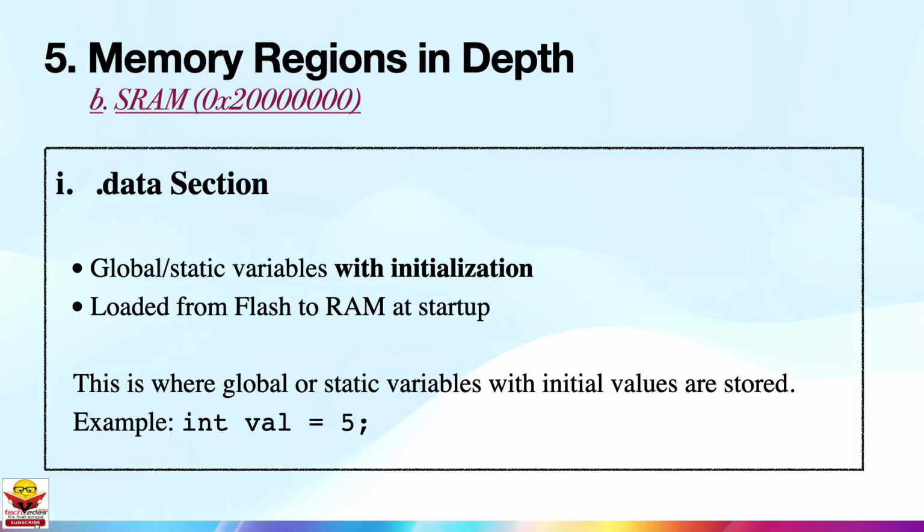The data section is where global or static variables with initial values are stored. For the given example, since the value of the global variable is already initialized, it gets stored in the data section. At startup, these values are copied from flash to RAM. This is why initialized variables take up space in both flash and RAM.